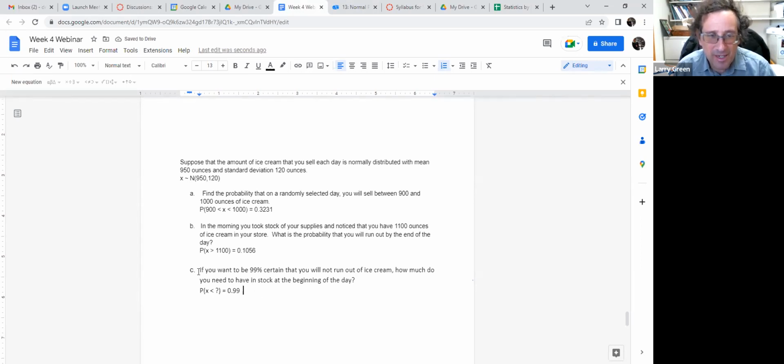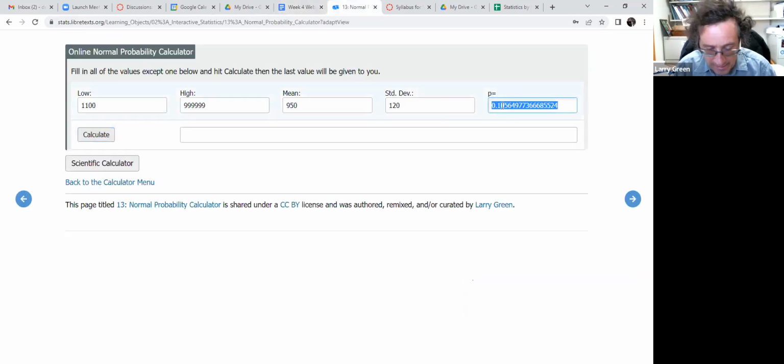All right, so similarly, if you want to be 99% certain that you will not run out of ice cream, how much do you need to have in stock at the beginning of the day? Any questions on the idea? So here we're given the probability is 0.99. We need to find out what X is. So let's go up to the calculator. Our probability is 0.99. Okay, I want to make sure there's a 99% chance we don't run out.